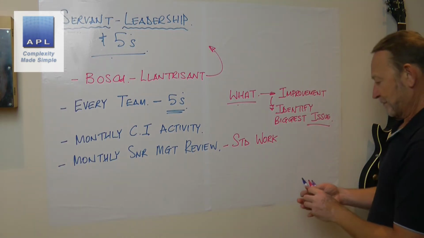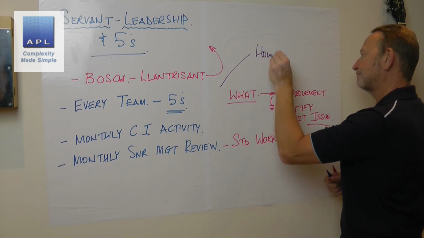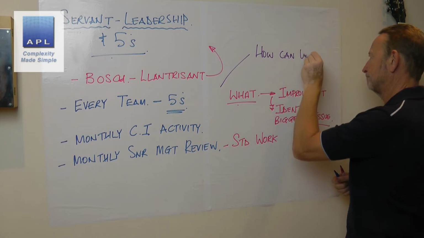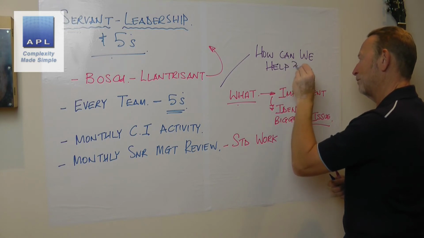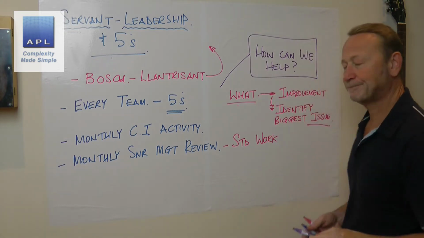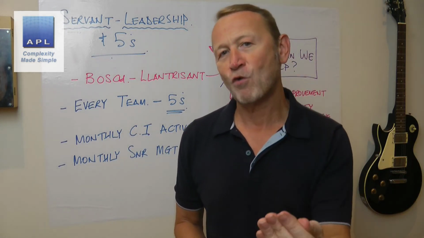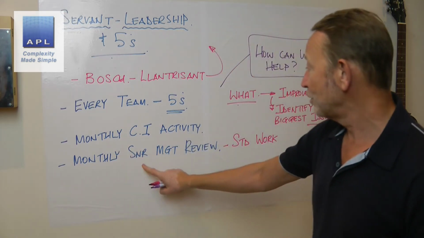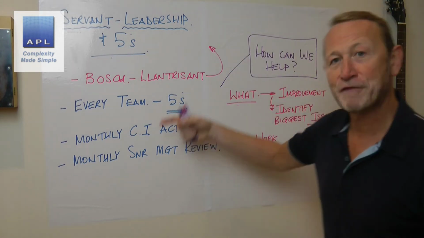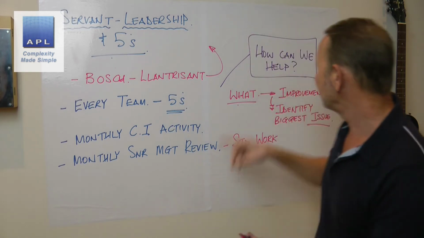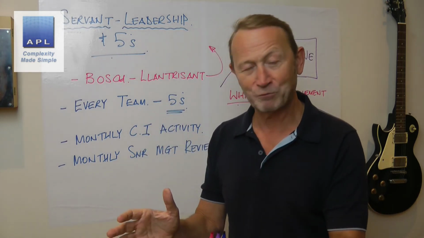That's what they're doing. The senior management then say, fantastic. How can we help? And then they let the team get on with that improvement activity for the next month. A month later, we come back and we review the situation. What's your biggest problem? Did you fix the problem? Is there anything in the way? How can we help?